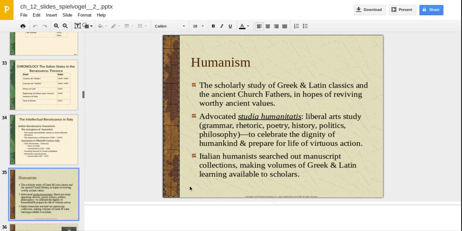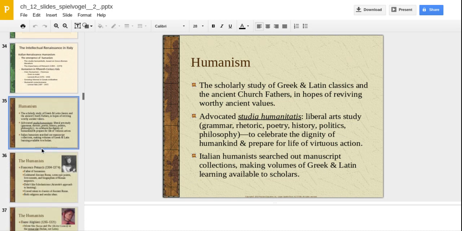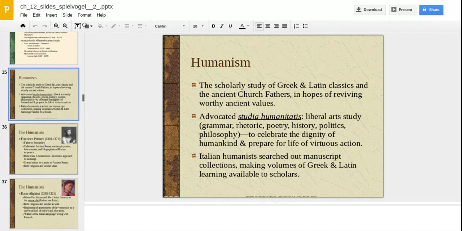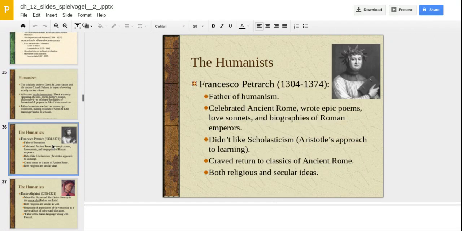Italian humanists searched out manuscript collections, making volumes of Greek and Latin learning available to scholars. And that's important because they make it where scholars, this is the thing to do, is to go read the Greeks and the Romans and get some of their fantastic ideas.